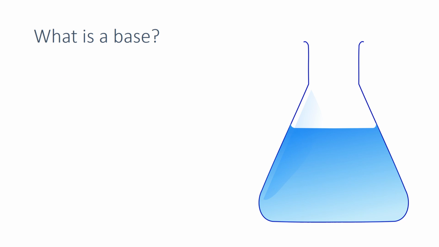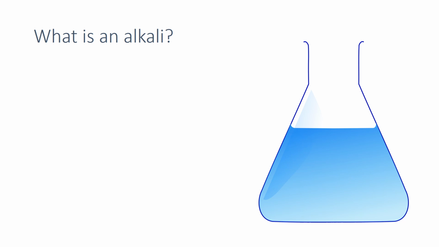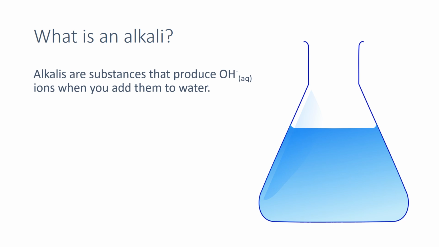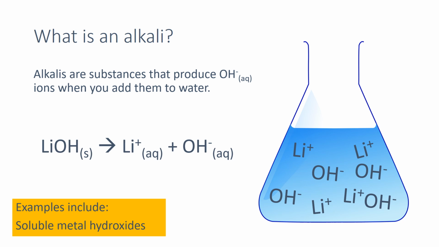A base is a substance that can neutralise acids, and examples include the insoluble metal hydroxides and insoluble metal oxides. An alkali is a specific type of base, and these are substances that can dissolve in water to produce hydroxide ions. Examples include soluble metal hydroxides such as lithium hydroxide, which dissociates in water to produce lithium ions and hydroxide ions. Now we've reviewed what makes an acid and a base, we're going to look at the reaction between them.